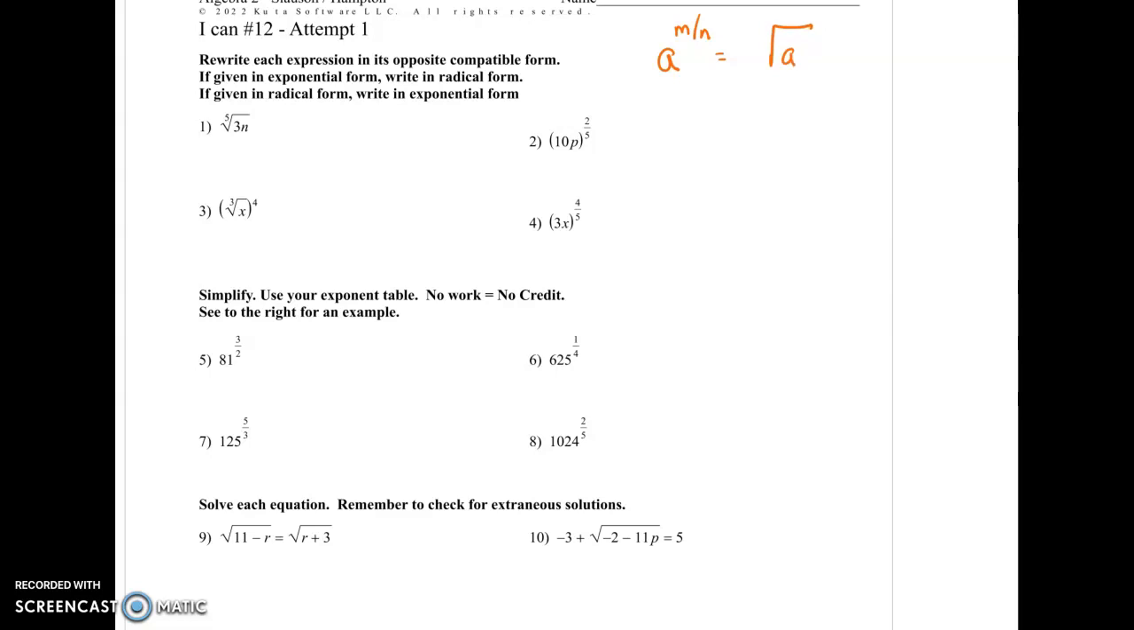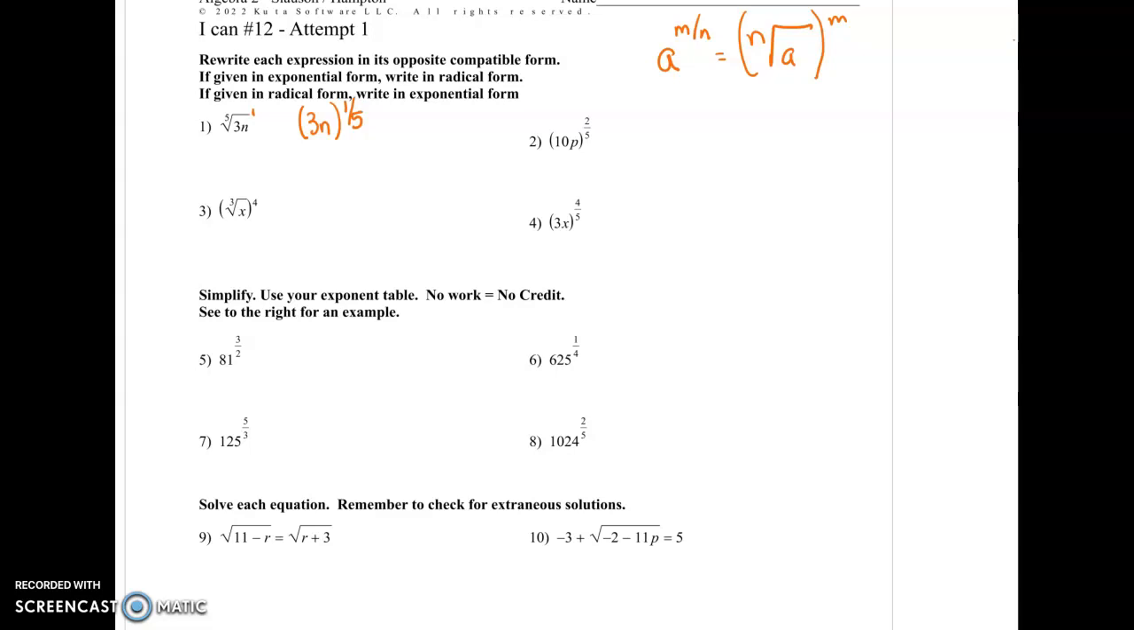So the denominator of my exponent fraction will become this little index number. And then after wrapping it in parentheses, the numerator of my exponent will become the exponent of my radical. So first thing I'm going to do on number one is just take 3n, wrap it in parentheses. I'm going to acknowledge that there's technically an invisible 1 there, and that becomes to the 1/5 power.